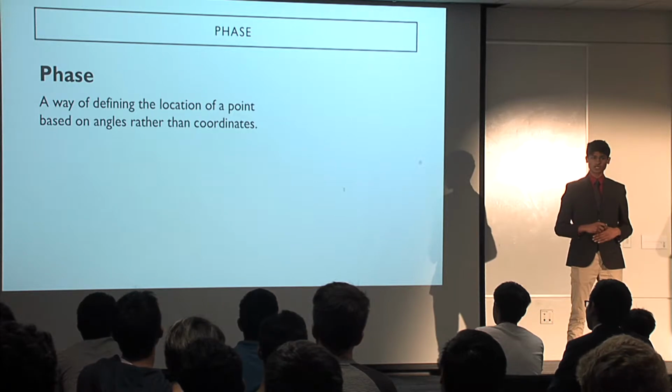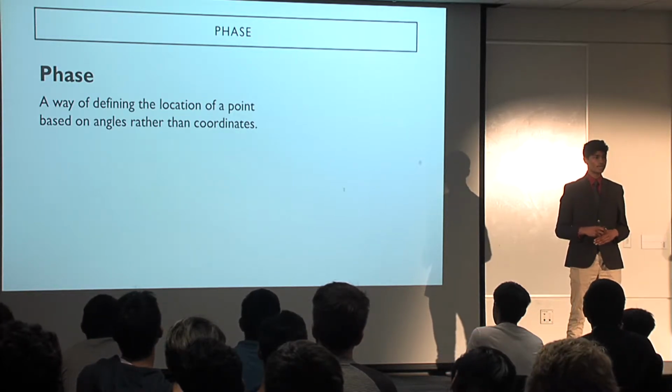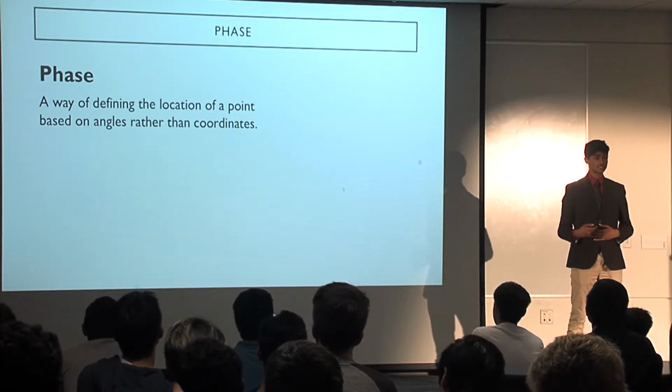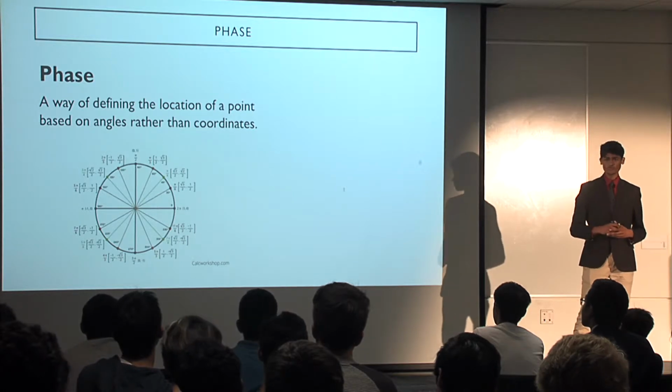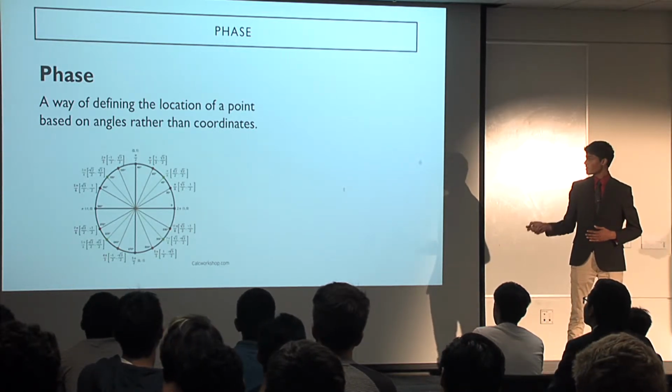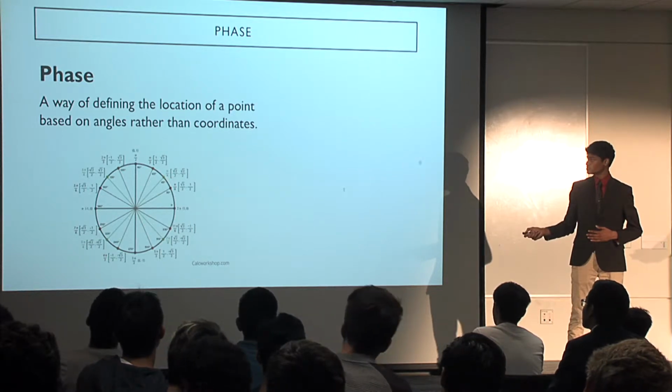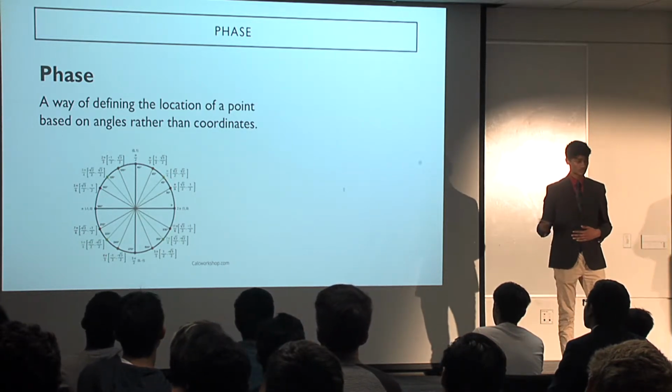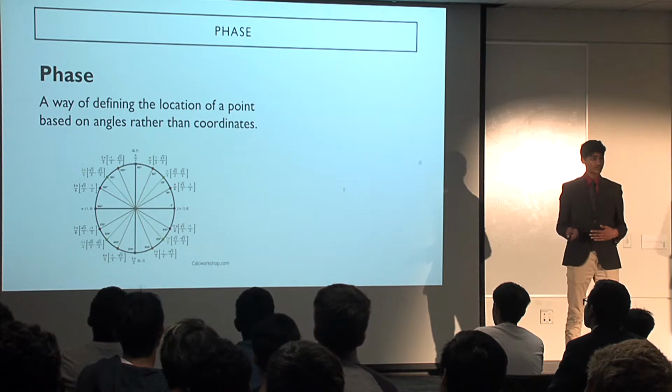So phase is a way of defining the location of a point based on angle, rather than coordinates. Over here, all of you in a trigonometry class may have seen this image. This is a unit circle. Now, either we can define this point based on its 2 coordinates, root 2 over 2, root 2 over 2, or we can say it's a 45-degree angle.